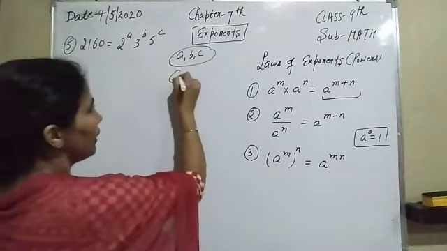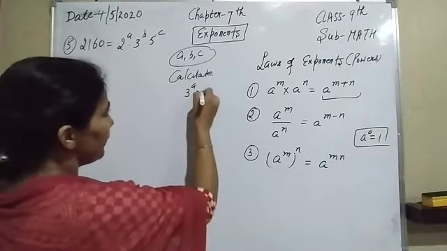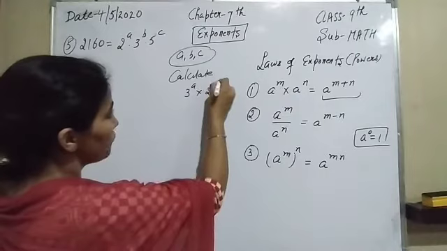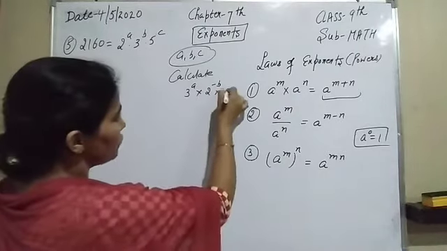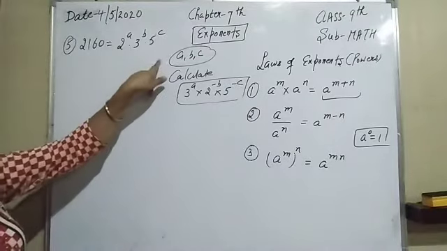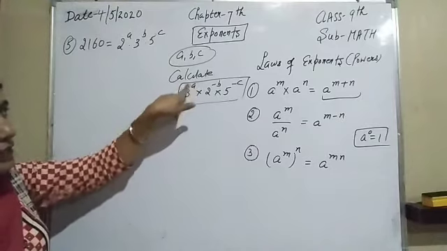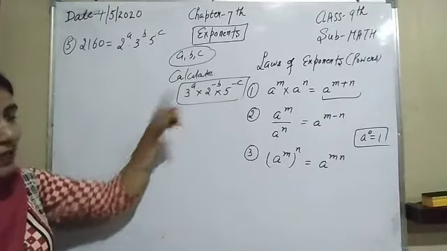After that we have to calculate 3 raised to power a into 2 raised to power minus b into 5 raised to power minus c. Firstly, we have to find the values of a, b, c. After that, once we know the values of a, b and c, you just have to put the values here and calculate this one.